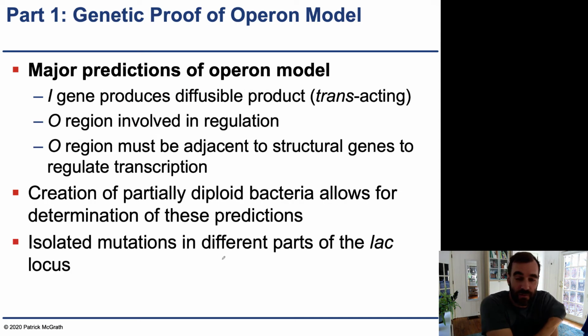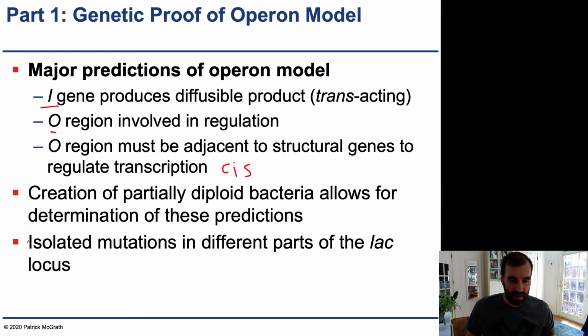So this was just a model, and in order to test a model, you need to have certain predictions. One of the predictions is that the I gene produces a diffusible product, and this is referred to as a trans-acting product. The O region, the operator region, is involved in regulation, and so this region must be adjacent to the structural genes to regulate transcription, and this is referred to as a cis-acting element.